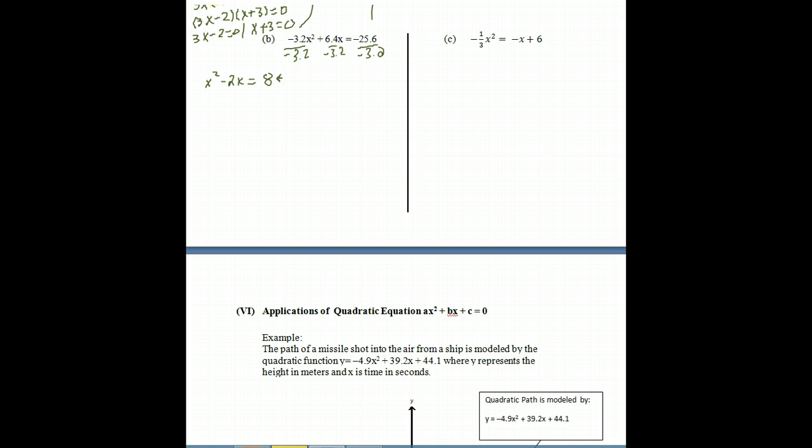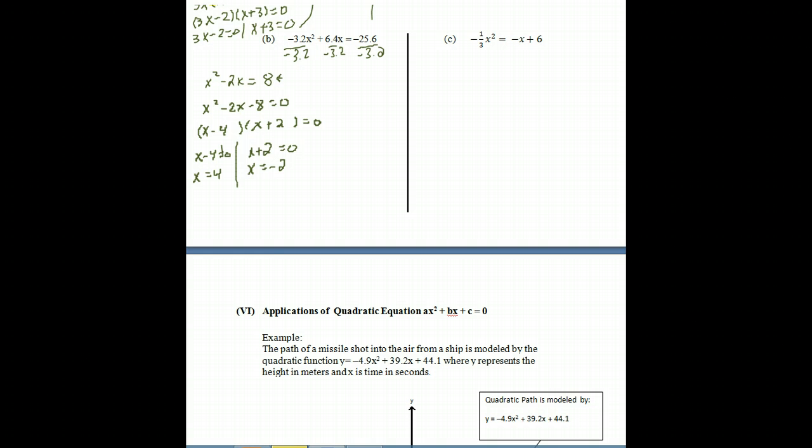So here we have to take the 8 and move it back over. And then two factors of 8 that multiply to give us negative 8, add to give us negative 2. So that will be 4 and positive 2. So we use our zero property. Make both set of brackets equal to 0. So x equals 4, x equals negative 2.